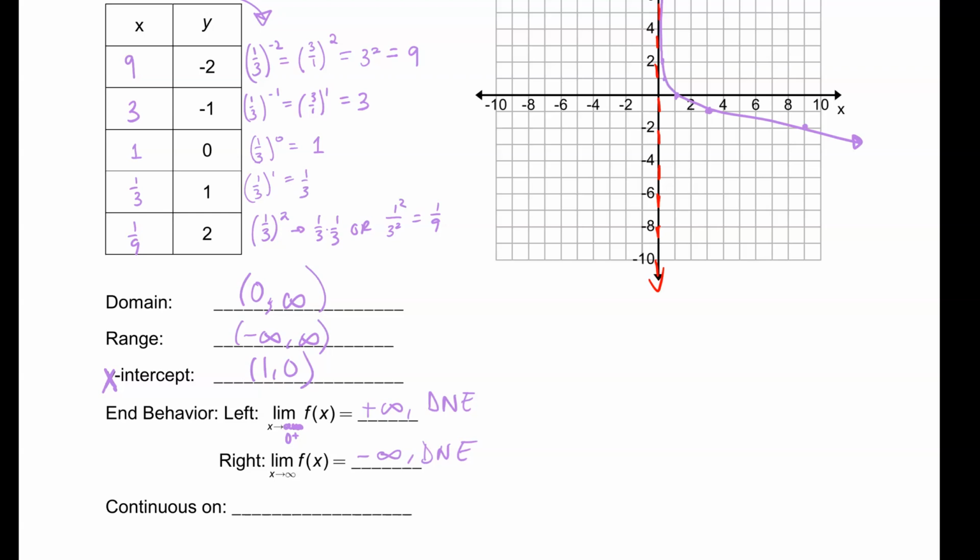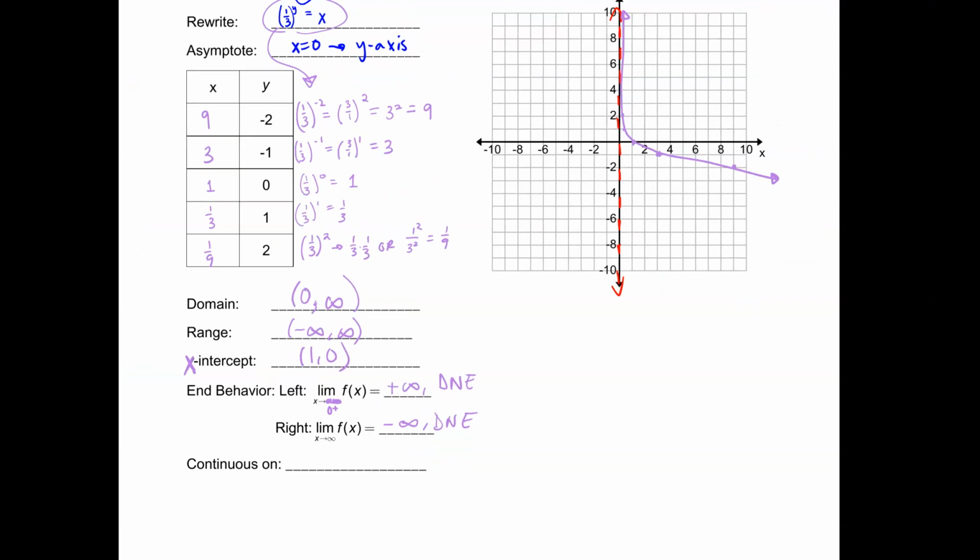Continuous. Where am I continuous? Not for negative numbers. Oh, I mean 0 to positive. 0 to positive infinity. Yep, 0 to positive infinity. More or less your x. A lot of times continuity is going to be very, very similar to your domain. You just have to make sure you don't have points of discontinuity. Okay.